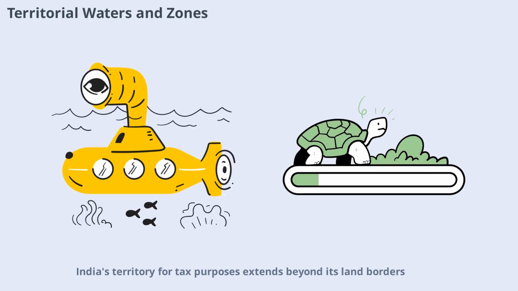India's territory for tax purposes extends beyond its land borders. Territorial waters stretch 12 nautical miles from the shore. Beyond that, up to 24 nautical miles are the Indian customs waters. The exclusive economic zone extends up to 200 nautical miles from the shore. Income earned in these areas is considered Indian income for tax purposes. Beyond 200 nautical miles are international waters, which are not included.